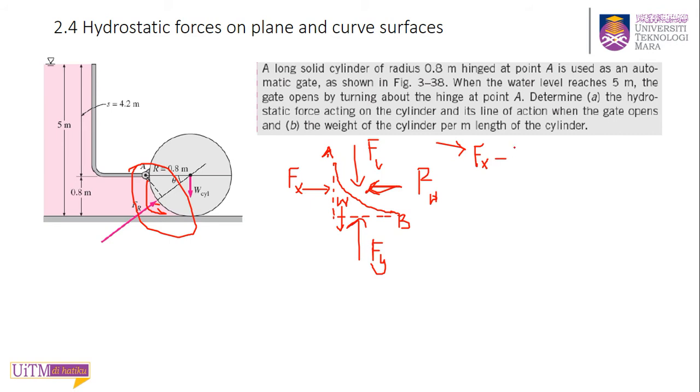Fx minus FH. Okay, please remember to write all your equations like this so that you understand and get the right equation. So Fx is equal to FH, equals rho g h c A. FH equal to rho g h c A. So what's your value for hc?